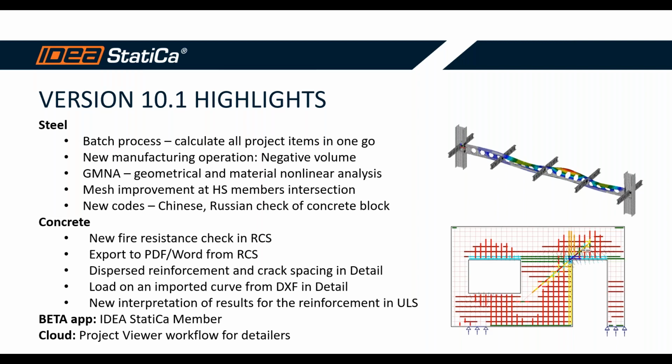Okay, so in the steel, we have prepared for you a batch process calculation. That means that you can calculate all project items just by clicking one button. We have updated several manufacturing operations and also created a new one. We call it a negative volume. We have implemented a new geometrical and material nonlinear analysis for the hollow core sections. And we also improved the generation of the mesh for these type of members. And we have added a new code, Chinese code, and improved the Russian code by the check of concrete block.